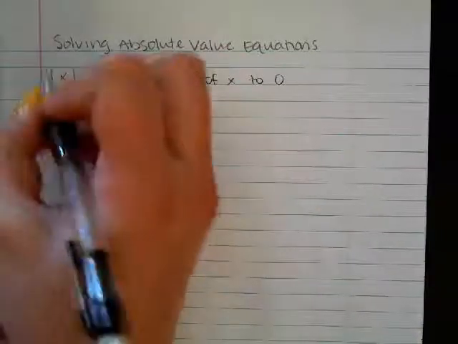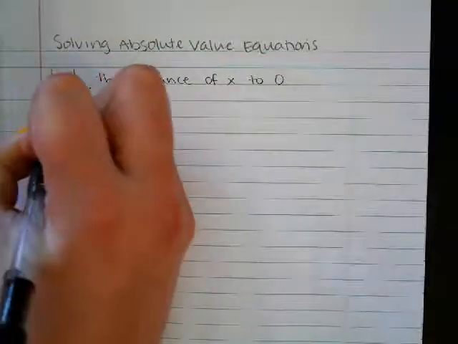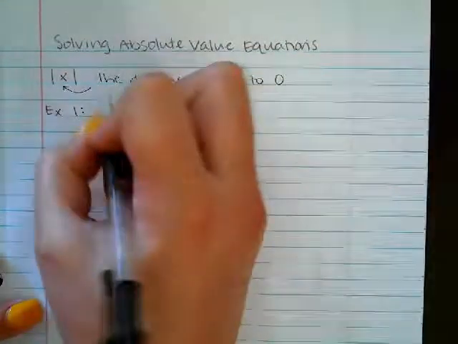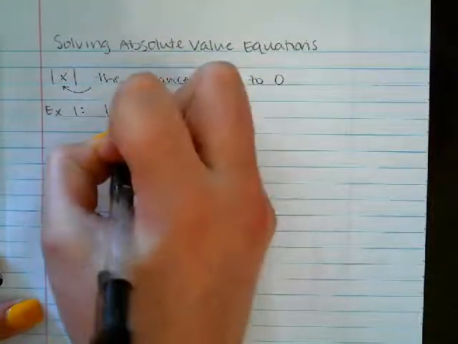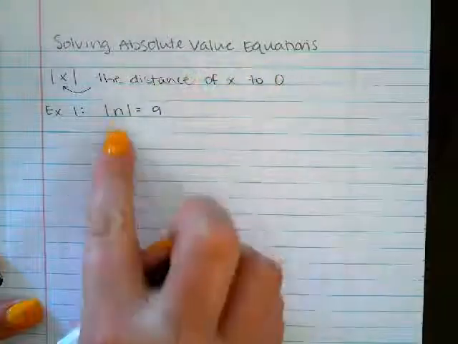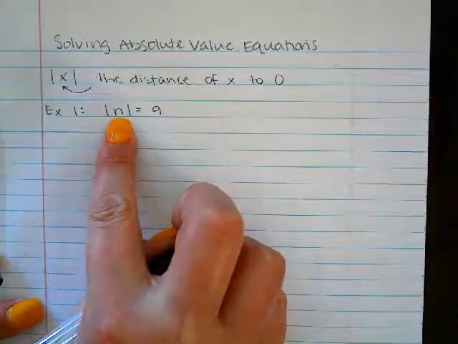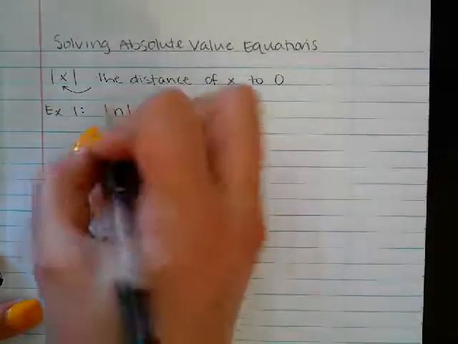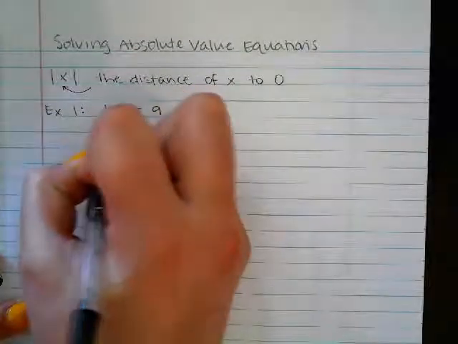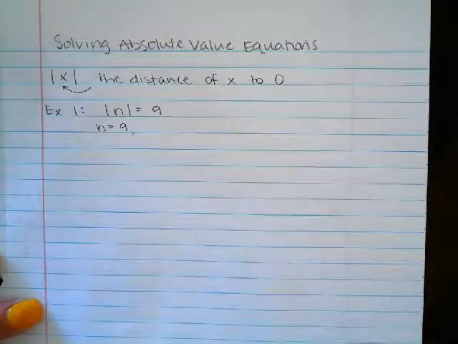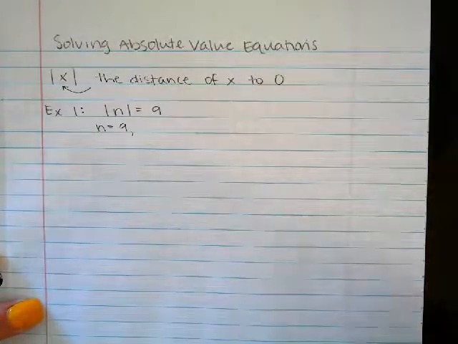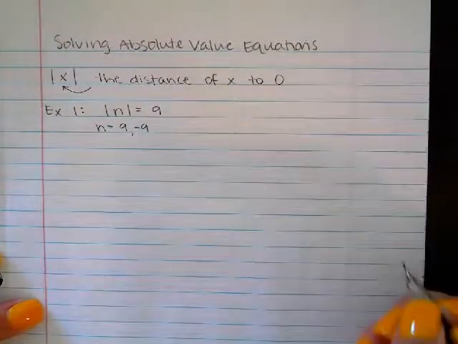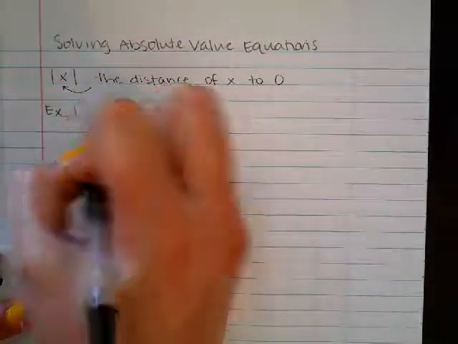So if we were starting with a problem, we're going to start super simple with some of our examples and we're going to make them more complex. So if we were starting with something like absolute value of n equals 9, then that means the distance of n to 0 was a distance of 9. So that means you have two options. n could equal positive 9, and then the distance from n to 0 was 9, or n could equal negative 9, and then its distance was 9. So two solutions.